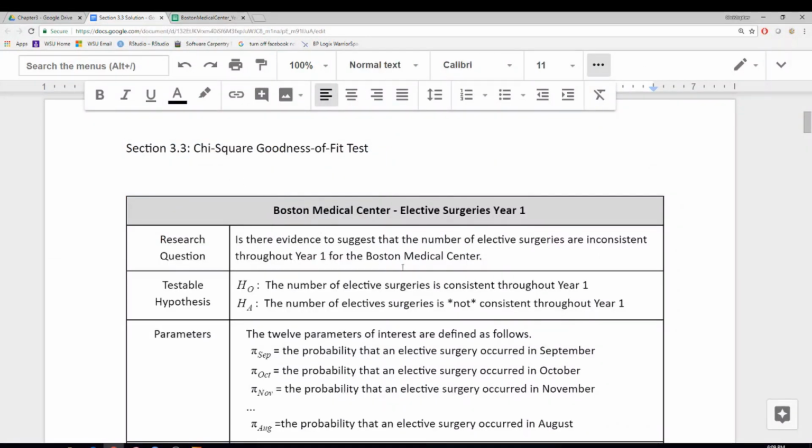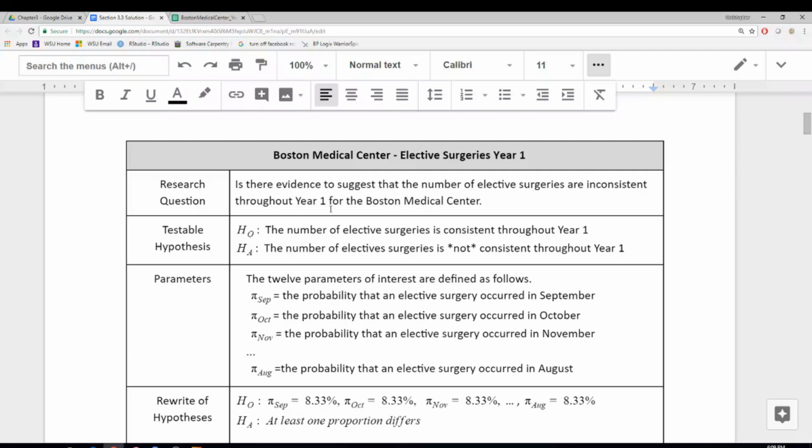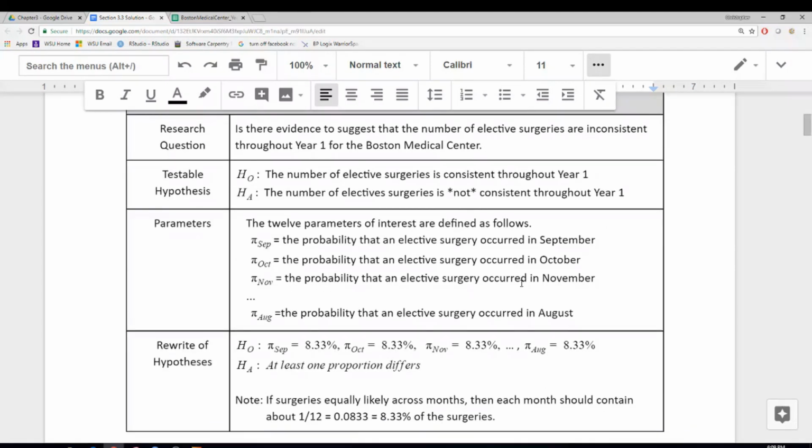Okay, so what is the research question here? Well, the research question is: is there evidence to suggest that the number of elective surgeries are inconsistent throughout year 1 at this particular medical facility? There's going to be a total of 12 different parameters. We're going to have a probability or a proportion for each month, September, October, November, all the way through August.